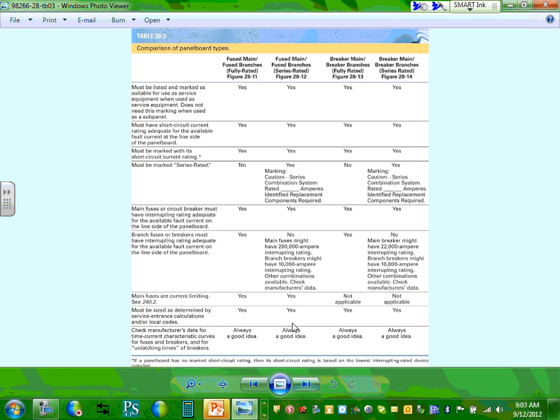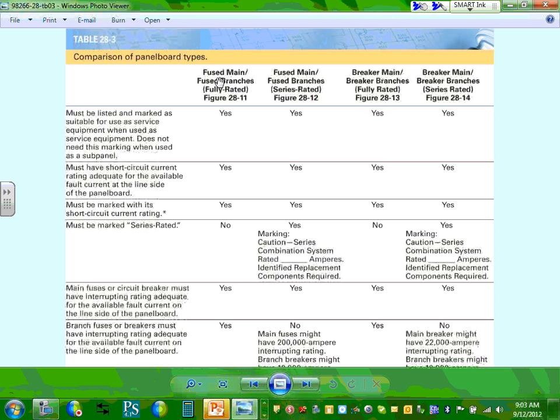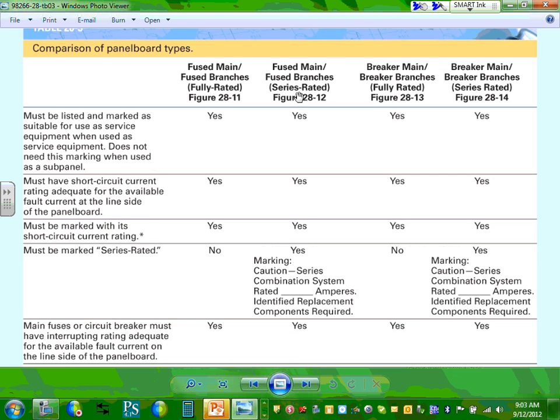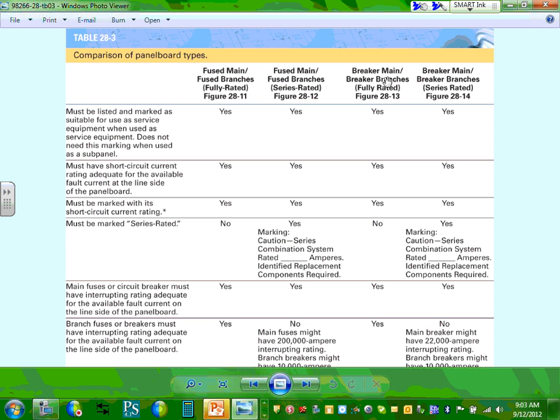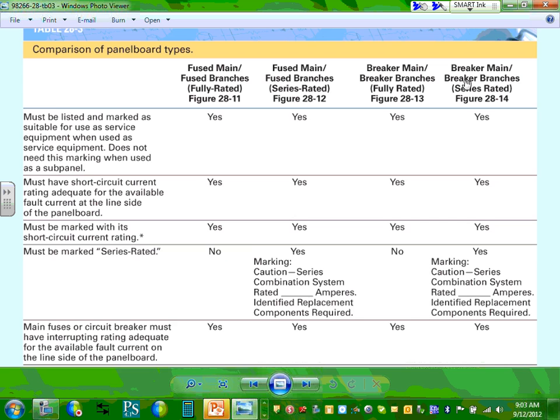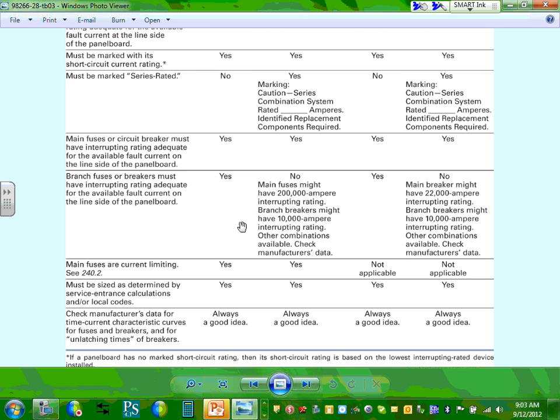You don't have to know all this at this time. This is just comparing, guys, different circuit breakers. You can have main fuse and main fuse breakers. Everybody knows that for panels, you can have a fuse panel, disconnect fuses, or you can have circuit breakers. Typically, circuit breakers come at lower amps. Or you can have a fuse that protects a panel that has circuit breakers. So this is what they're telling you. I have a main fuse and main fuse branches, series rated, and this is main breaker, breaker branches, series and fully rated. And it goes through all these requirements, guys.